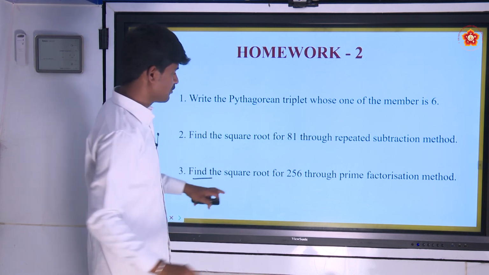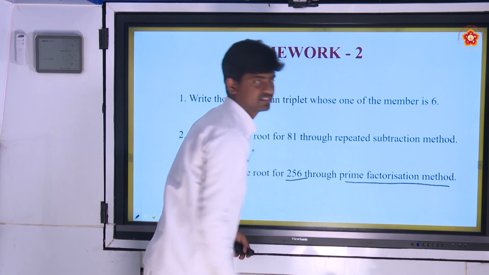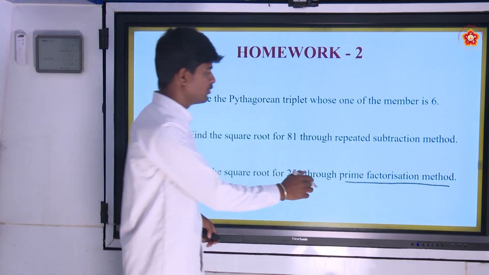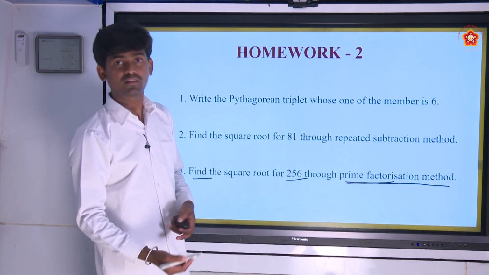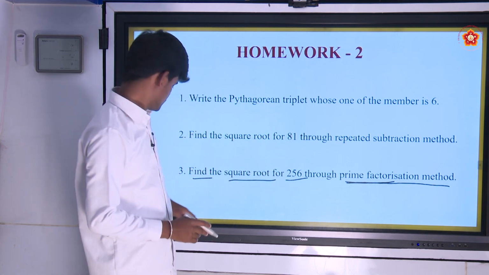Next one is third. Find the square root of 256 through the prime factorization method. First we have to find the prime factors of 256. After that we have to find the square root. Okay, this is the homework.